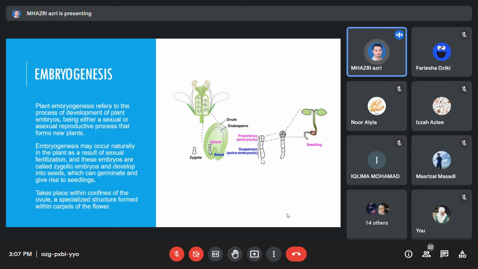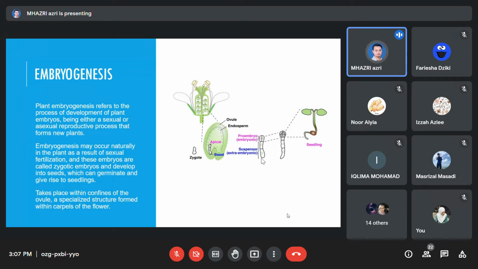Okay, so what is embryogenesis? So basically from its words, embryogenesis refer to the development of embryo. So in plant, embryo can be developed from asexual or sexual reproduction process. Okay, for sexual reproduction process, the first stage of embryogenesis is the fusions of gametes and also sperms.